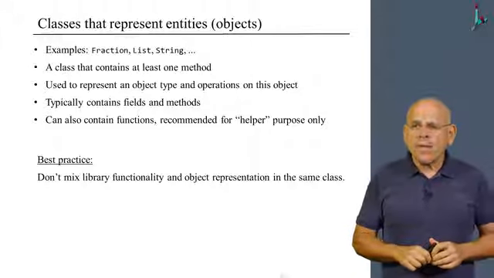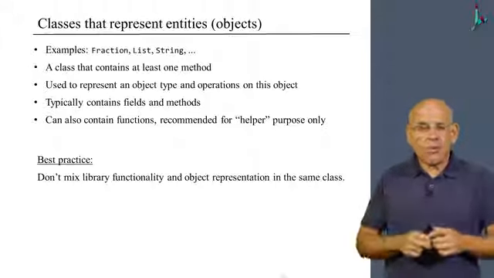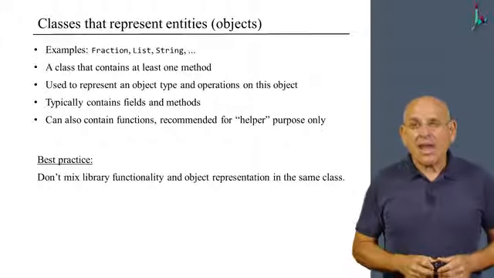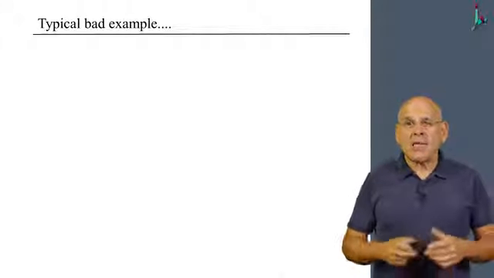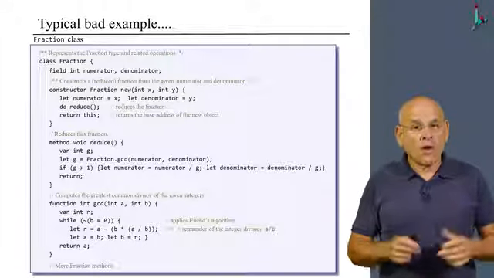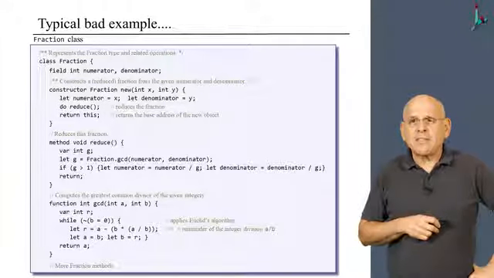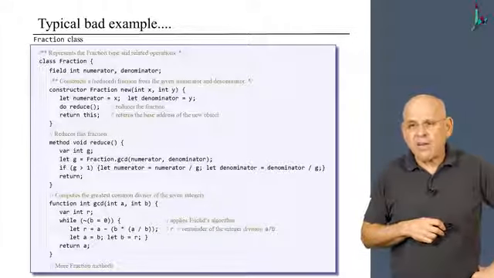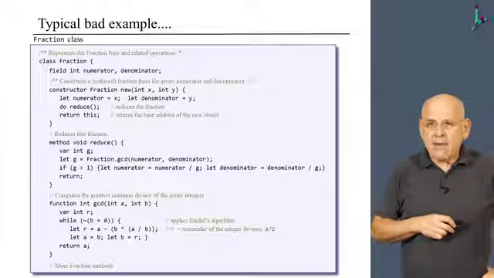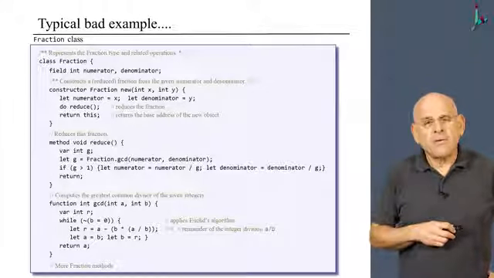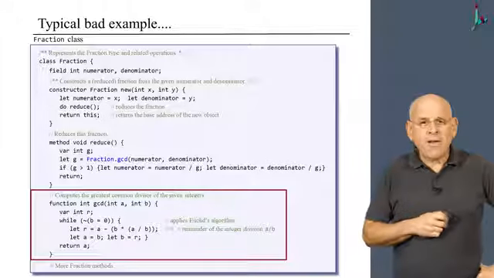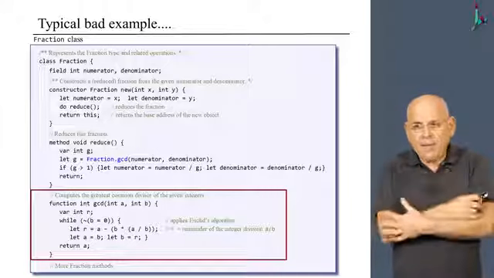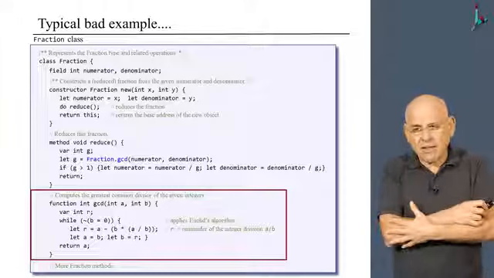And in order to illustrate this principle, I will show you an example that actually violates it. And this example is the Fraction class that we saw earlier in the course. If you look at this class, you will see in this slide here we have a constructor, a method called reduce, and a function called GCD. And the method does what I just described. It computes the greatest common divisor of two numbers, which happen to be the numerator and the denominator, and then it uses the result for some purpose.